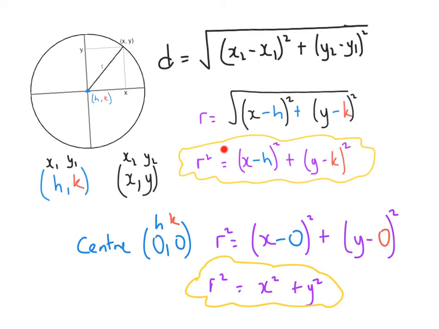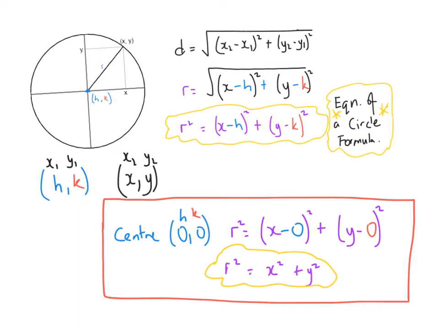This general formula for the equation of a circle is in our log tables. This one is not, but we can clearly see that by substituting in 0, 0 for h and k, that's where we get this from. Okay, so it's so important, it's our equation of a circle formula. Let's make sure we get both of those cases written down in our maths copy.